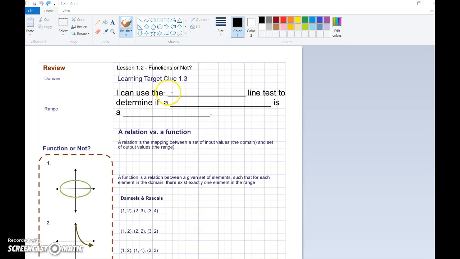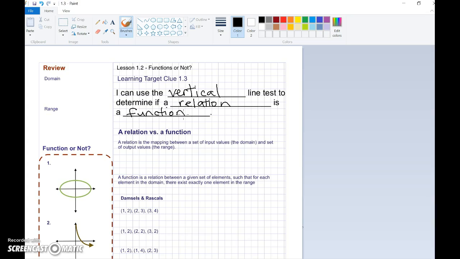I can use the vertical, so write the word vertical. I can use the vertical line test to determine if a relation is a function. So make sure you've filled in those blanks. I can use the vertical line test to determine if a relation is a function.